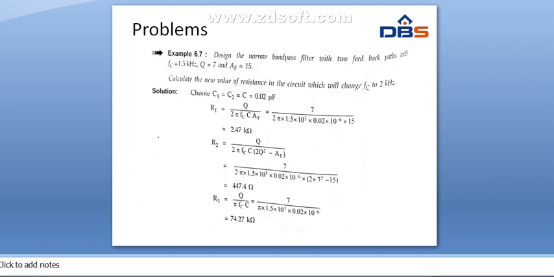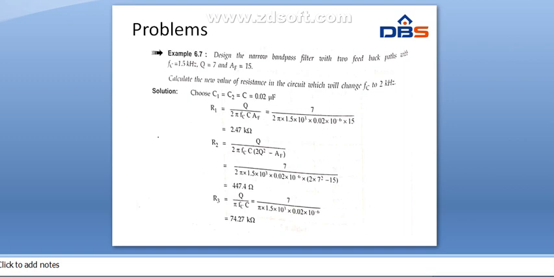Next, design the narrow band pass filter with two feedback paths with Fc equal to 1.5 kHz, Q equal to 7 and AF equal to 15. Then calculate the new value of the resistance in the circuit which will change Fc to 2 kHz. Here choose C1, C2, C equal to 0.02 microfarads.